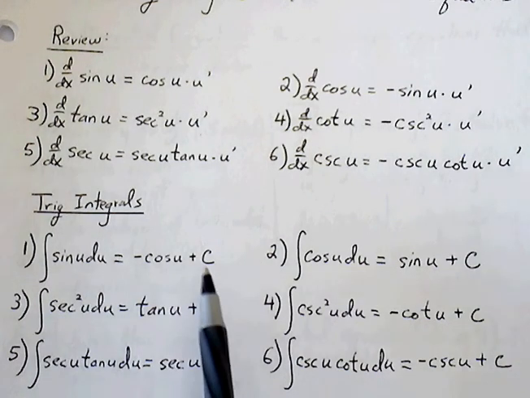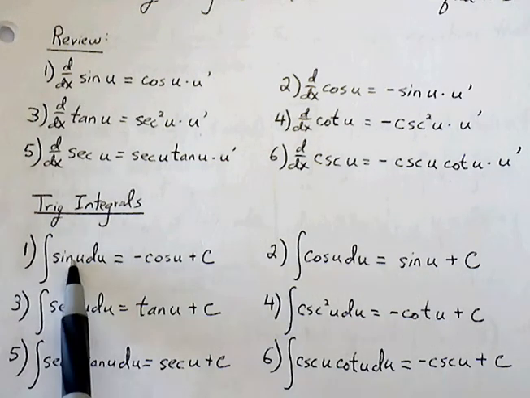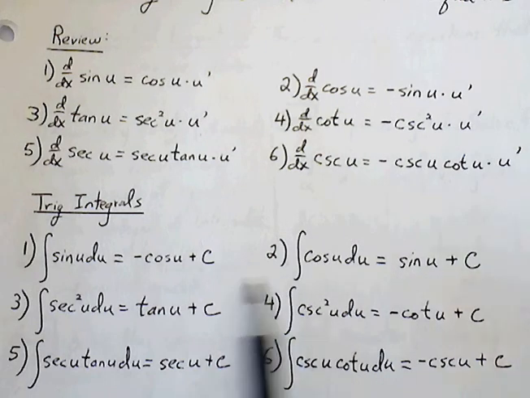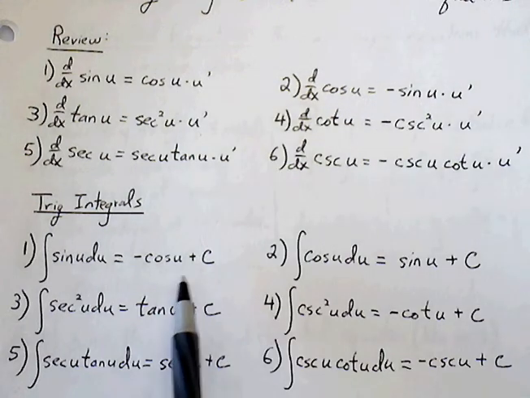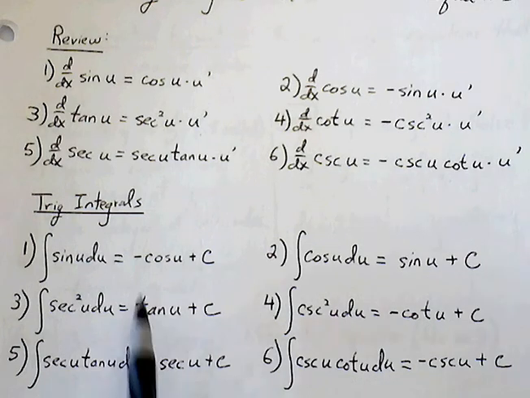It may seem off because we're used to seeing sine turning into cosine and cosine turning into negative sine. But remember, we're going the opposite direction, so the signs may seem a little off. But if we think of it as going back to where we're coming from, then it should make sense with the negatives and positives. Okay?